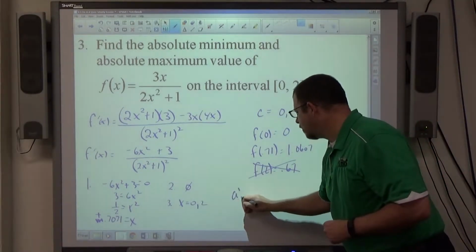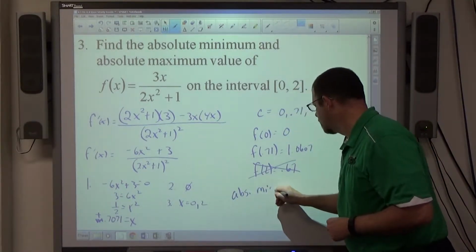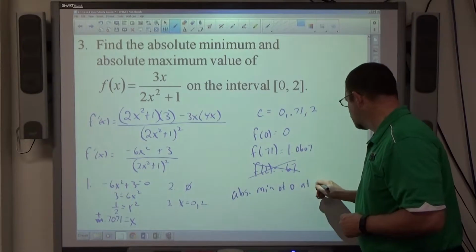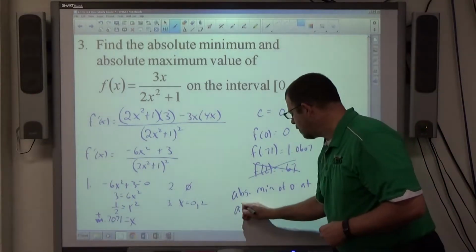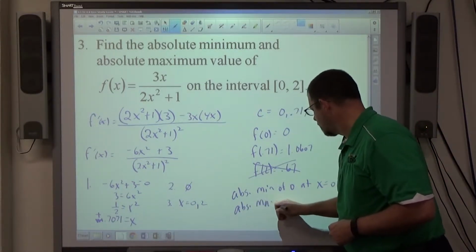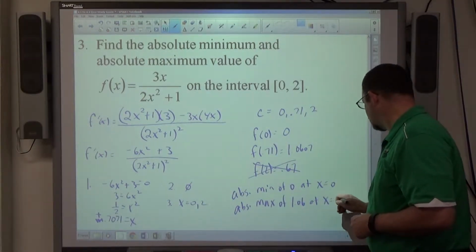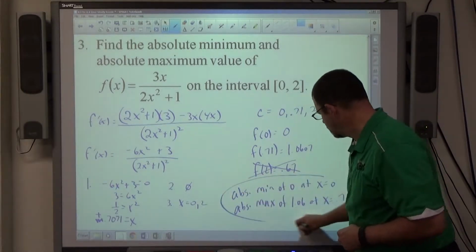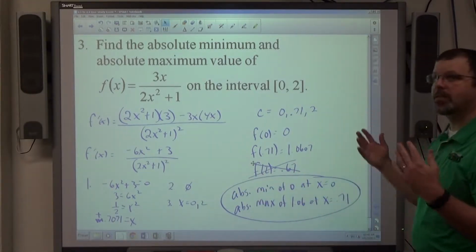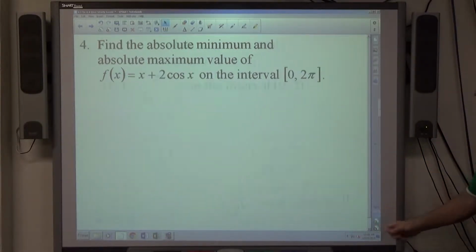So absolute minimum of 0 at x equals 0, absolute maximum of 1.06 at x equals 0.71. That's all they're asking for, number 3. That's all I need to do, so I'm going to move on to number 4.